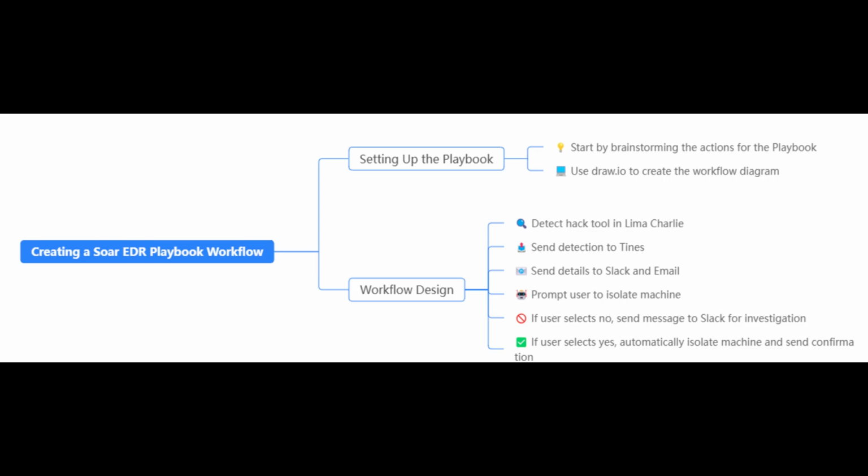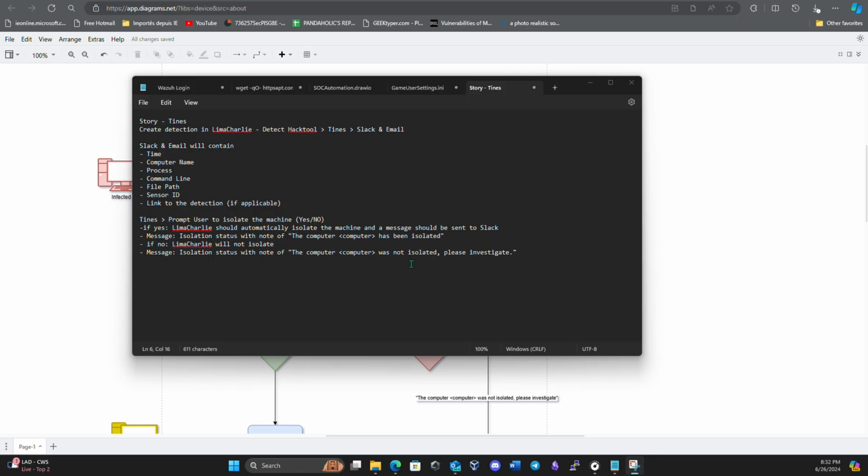In part 1, we'll focus on creating our playbook workflow and brainstorming the actions we want our playbook to take. Building out a workflow helps organize thoughts and see the steps needed to accomplish our objective. Our objective is to send a Slack message and an email with important information about the detection that LimaCharlie generates. Tines will then prompt the user to isolate the machine, and if the user agrees, LimaCharlie will automatically isolate the machine. To create a workflow, I'll use draw.io, a free and quick access tool.